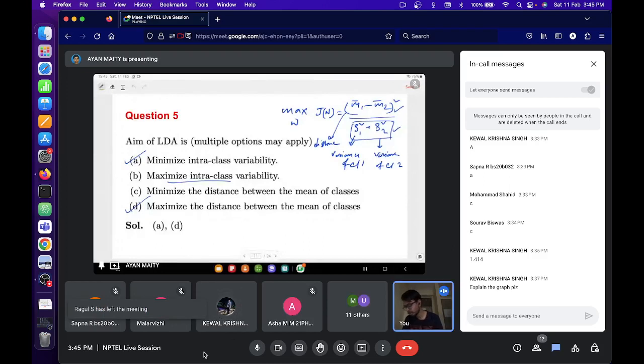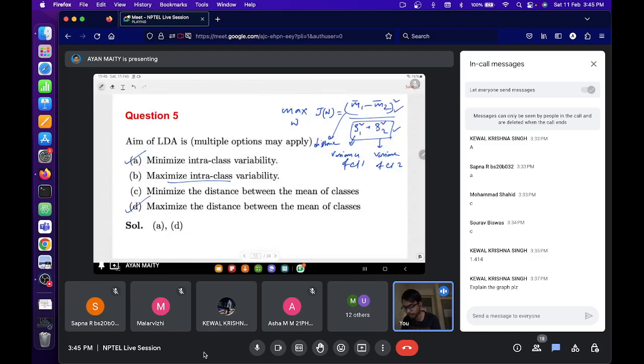This formula tells that this is the objective function of LDA, J of W. We are trying to find the W that maximizes this J of W function. Here the numerator is m1 bar minus m2 bar whole square. m1 bar is the mean of the first class, m2 bar is the mean of the second class, and this is the distance between the two means, squared. This is the numerator, which is in option D: maximize the distance between the means of the classes.